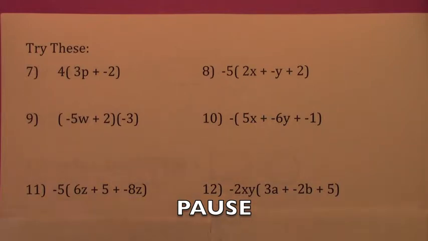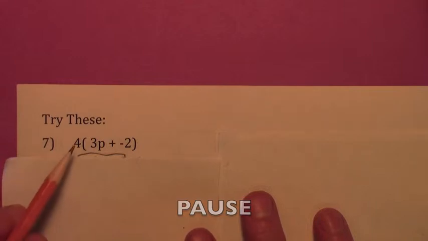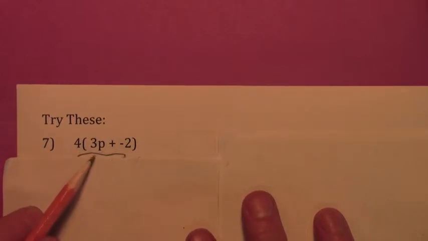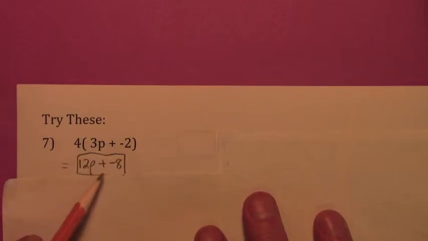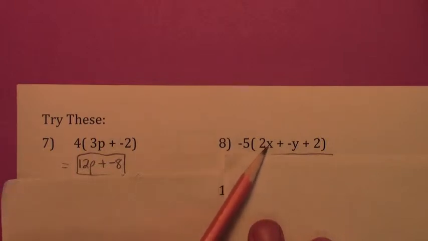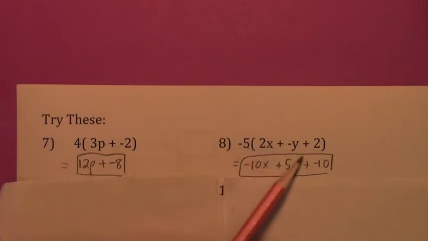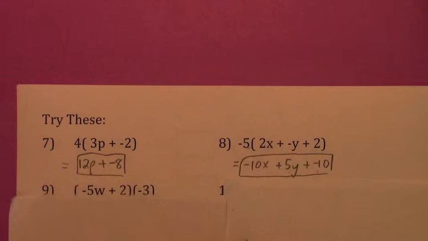The instructions would be to multiply using the distributive law, okay? Okay, here we go. On this first one, remember, the 4 has to multiply each of them. Don't forget to multiply both terms inside by the 4. I get 12p plus negative 8. On this one, don't forget the negative 5 has to multiply each of them. So negative 5 times 2x is negative 10x. Negative 5 times negative y is positive 5y. Negative 5 times 2 is negative 10.